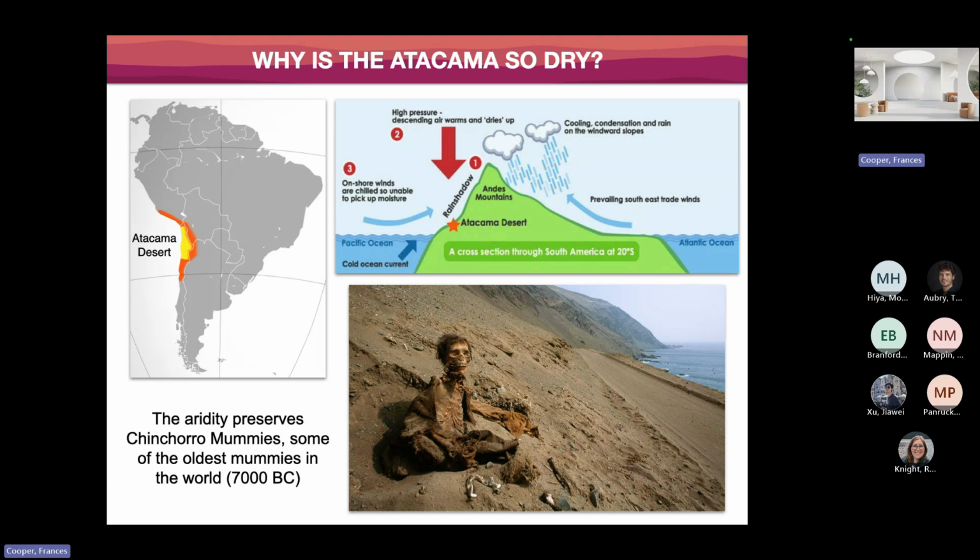And then this is just a photo that I have to put in. There are these incredible Chinchorro mummies. Some have been carbon dated to about 7,000 BC. They are still to this day found sometimes out in the desert of the Atacama, just to demonstrate just how dry it's been for such a long time.